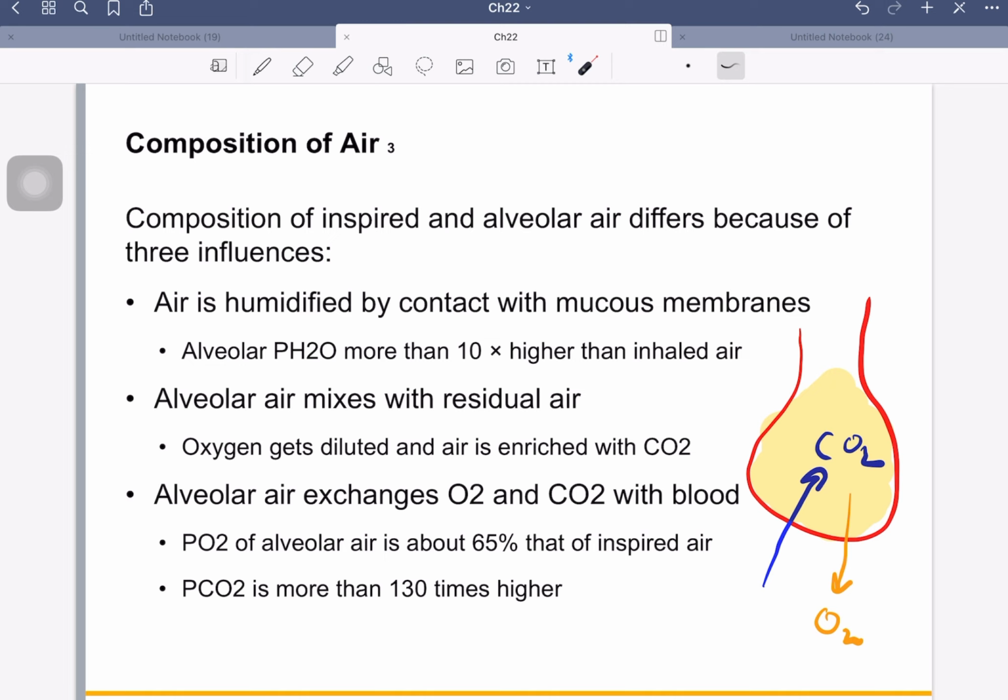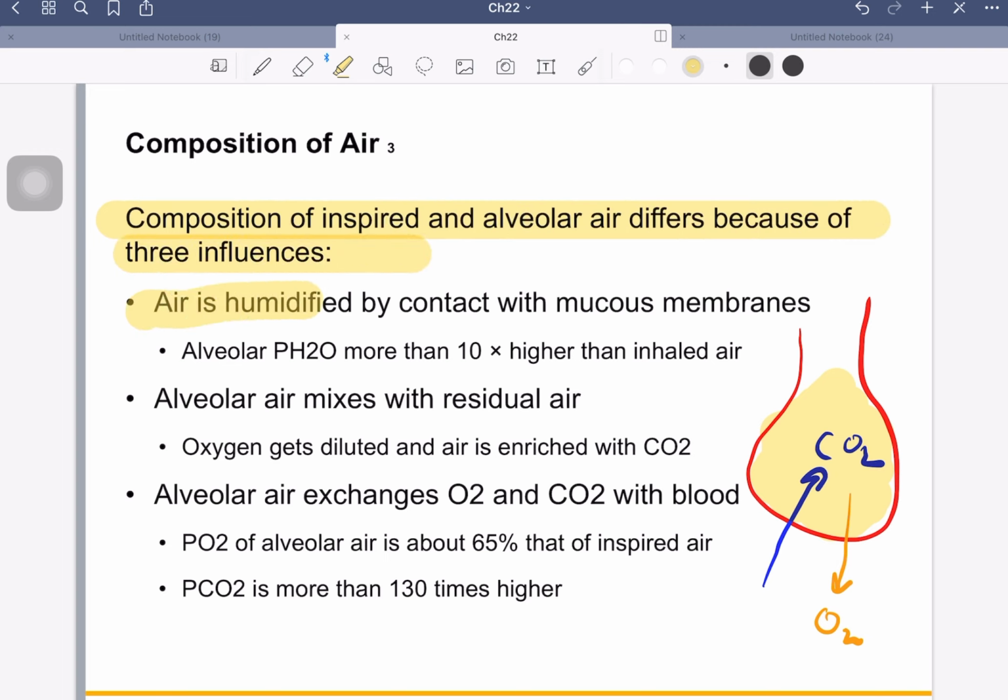So I'm going to mix the old air, because I don't get rid of all the air between my breaths. Otherwise, my alveoli would collapse. There's always some residual air there. So I'm going to be mixing the older air with the new air, which is high in oxygen and low in CO2, and mix it with the old air, which is higher in CO2 but lower in O2. Right. So the composition of inspired and alveolar air is different.